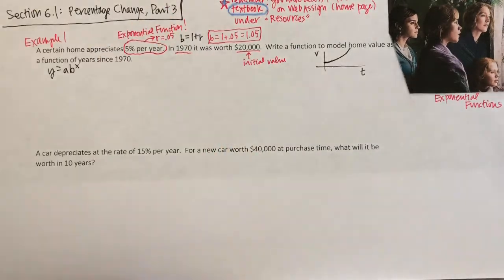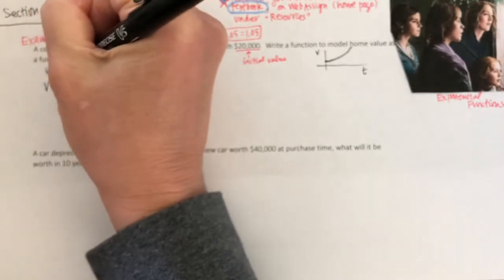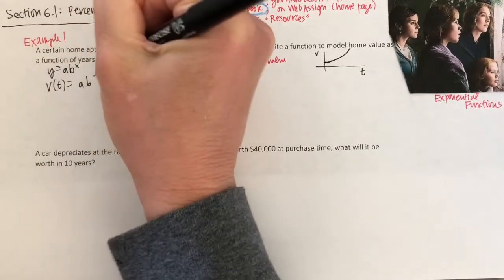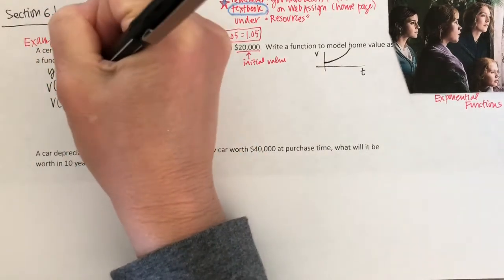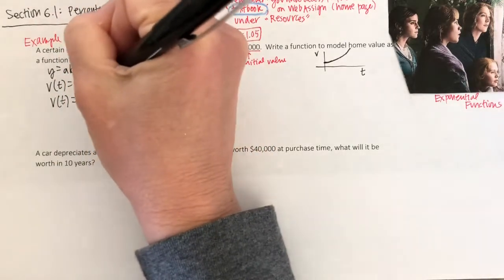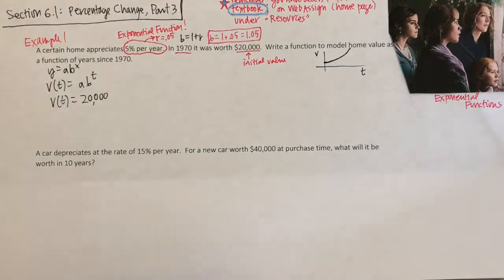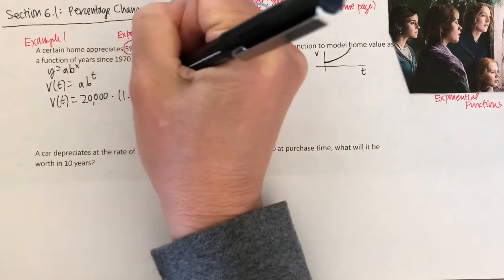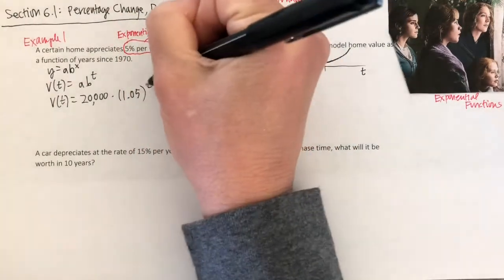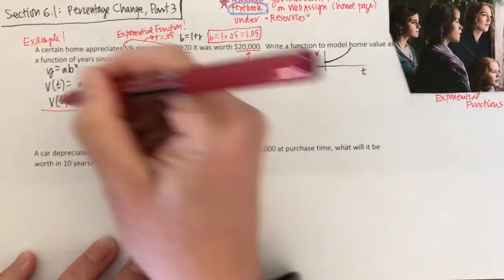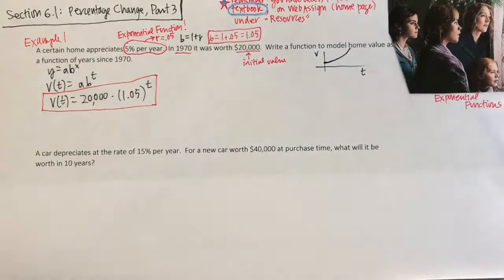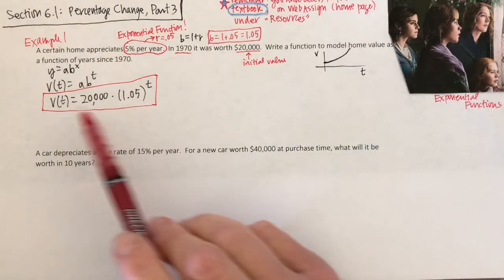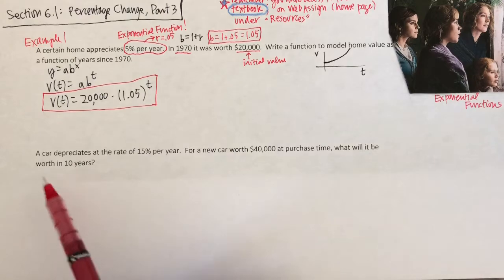All right, well, let's come up with the formula. I'm going to use, instead of y's and x's, v as the value, as a function of time, is a times b to the t. And the value of the home is the initial value, 20,000, times the change factor, which I found out was 1.05, raised to the t power, and that's it. That's the whole function. So we could find out for any year what the value of the home predicted by the model would be. We could find it out in 2020, which is 50 years after 1970, just by plugging in 50 for t.